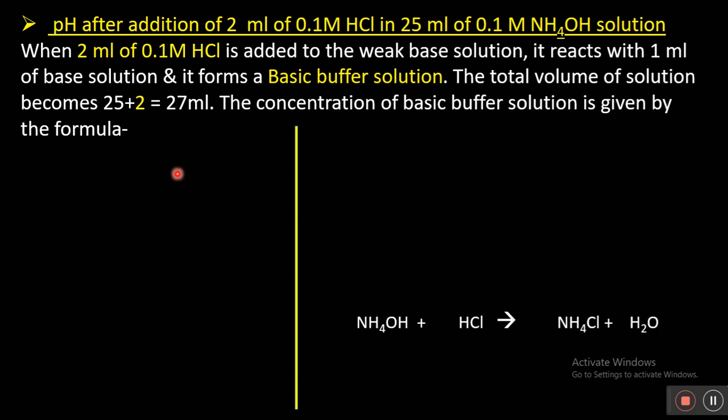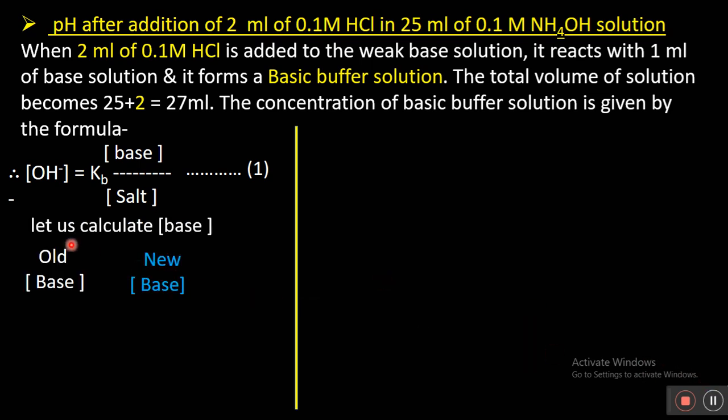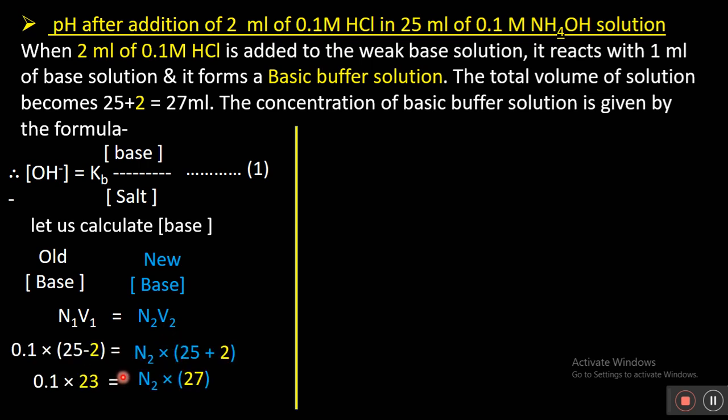Okay, and the concentration is calculated by using the formula, concentration of OH minus is equal to Kb into concentration of base upon concentration of the salt. Okay. So concentration of base is calculated by using the formula, N1 V1 equal to N2 V2. Here V1 equal to 25 minus 2, V2 equal to 25 plus 2. Okay, simplify this, then we get N2 equal to 0.008518 molar. So this is the concentration of our base.